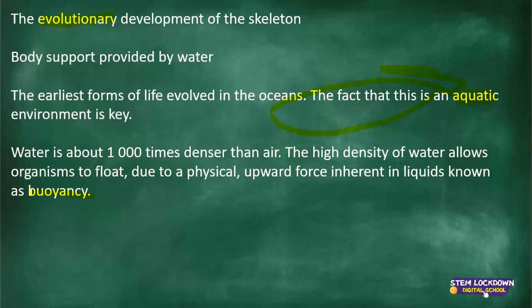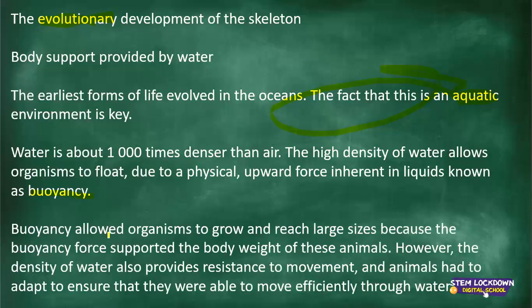That's why, when you swim, you can float, because you understand, water has that upward force. So that's the characteristic of water. Buoyancy, what else does buoyancy do? It allowed organisms to grow and reach large sizes because the buoyancy supported the body weight of these organisms. You'd notice with maybe these tuna fishes, the whales, they get really, really big. Ne? It's because of that. That still can really apply to them.